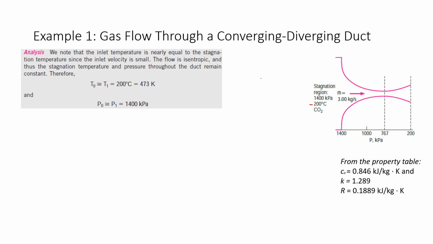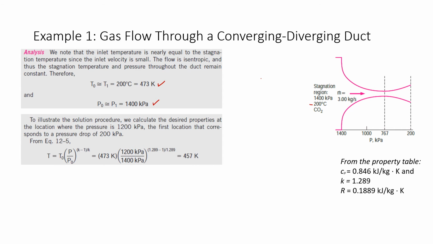So this is your T0, and then P0 equals P1 because the flow is isentropic and the stagnation temperature and pressure throughout the duct remain constant. We're talking about the stagnation pressure and temperature, not the static temperature and pressure. So P0 is 1400 kPa. Now that we have these two values, we can bring in our equation.